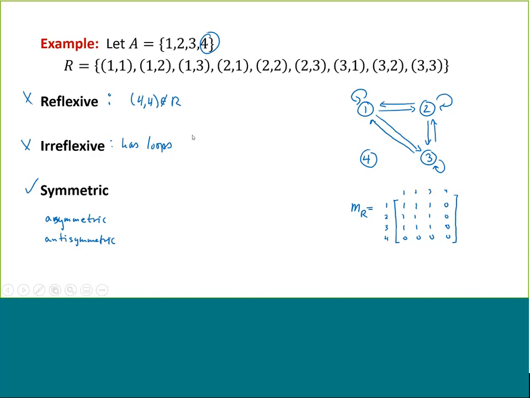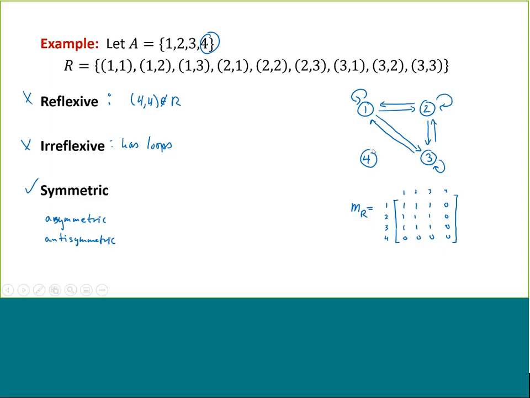So watch out, this was sort of trying to be a trick question, specifically to watch out for your building set, because if you've got some of these extra elements in your building set that aren't used in your relation, that can really mess up your properties. Okay? It's one of the reasons why if somebody doesn't give you a building set, you assume that the building set is only the elements that are actually used in your ordered pairs. Okay? So this guy turns out to not be reflexive because we have that stupid 4.